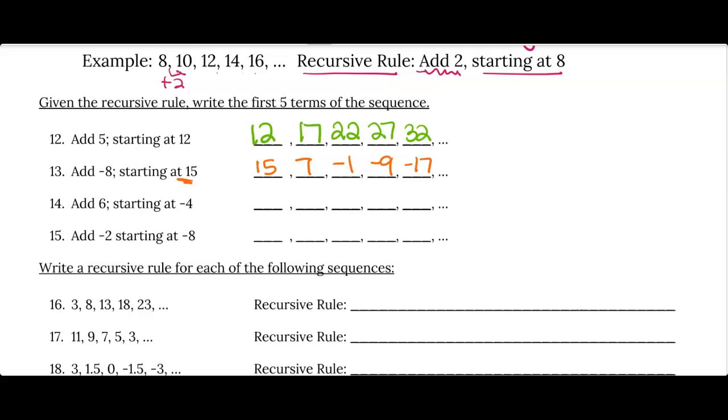You guys try and do 14 and 15 on your own and then check back to see your answers. So you can see for number 14, we started at negative 4, adding 6, it got us negative 4, 2, 8, 14, and 20. In number 15, we needed to start at negative 8 and add negative 2. So we have negative 8, negative 10, negative 12, negative 14, and negative 16. Even though I'm telling you to add, since you're adding a negative number in 13 and 15, those sequences are actually decreasing sequences, even though we say we're adding. Because remember, adding a negative is the same as subtracting.